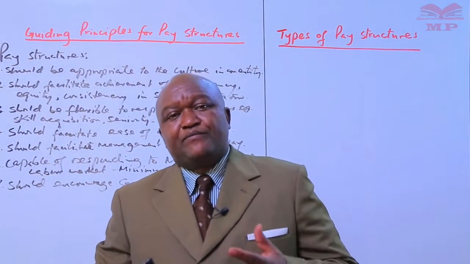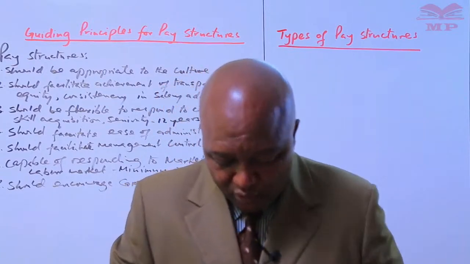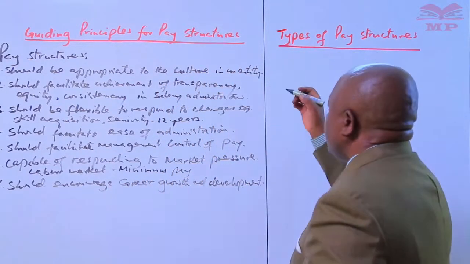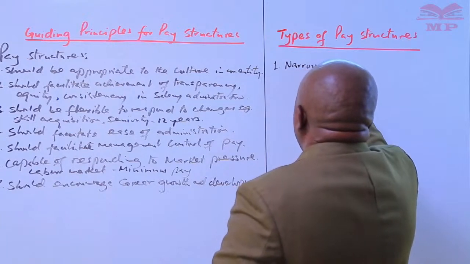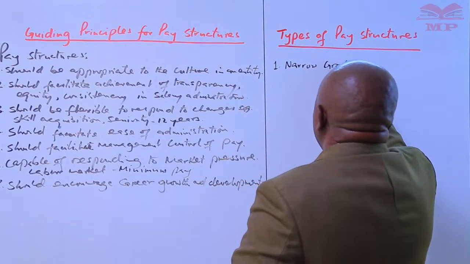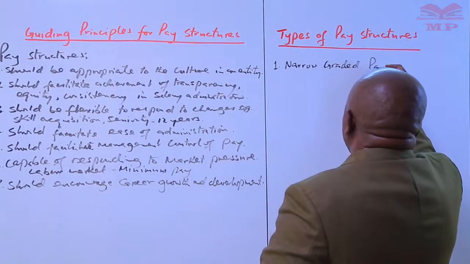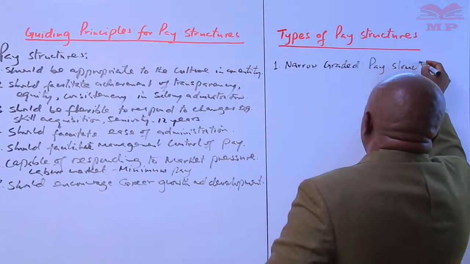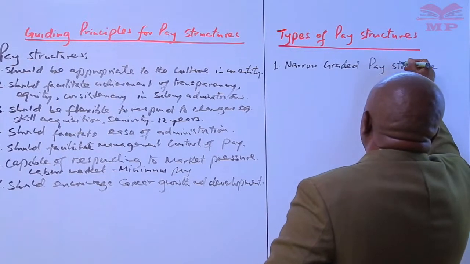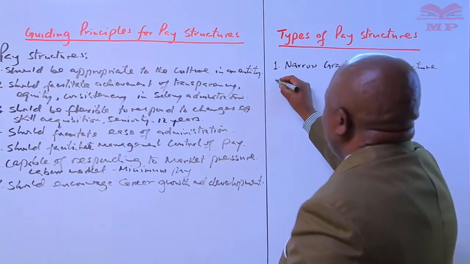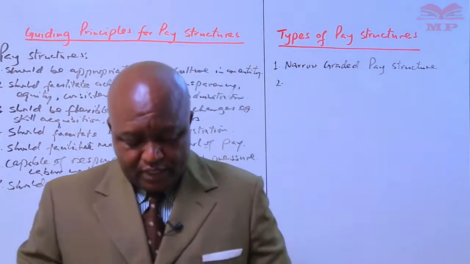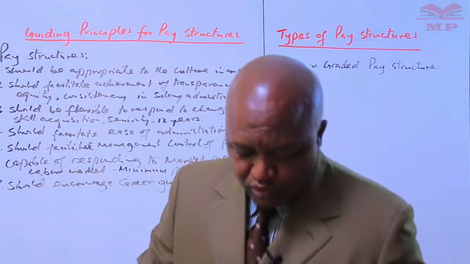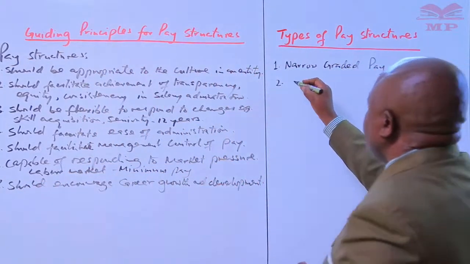And the first type is what is referred to as the narrow graded pay structure. So the narrow graded pay structure is a type of pay structure. And then you have the broad graded pay structure.